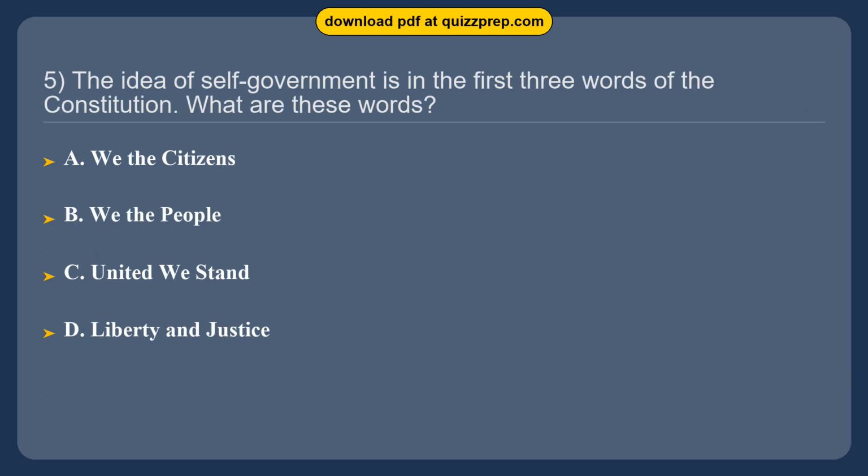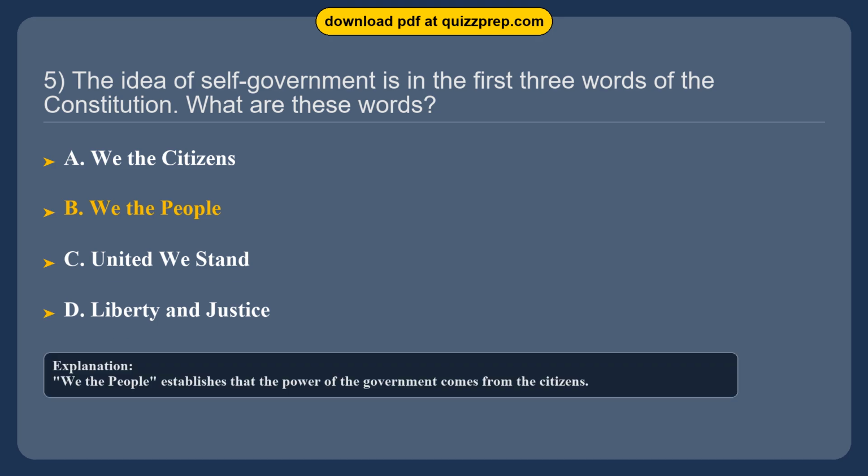Question 5. The idea of self-government is in the first 3 words of the Constitution. What are these words? Option A, we the citizens. Option B, we the people. Option C, united we stand. Option D, liberty and justice. The correct answer is option B, we the people. We the people establishes that the power of the government comes from the citizens.